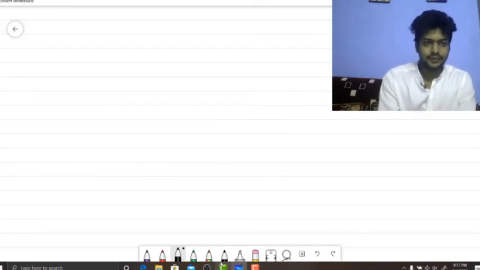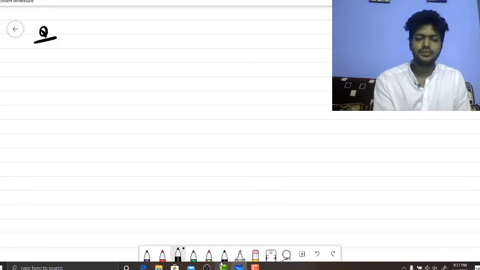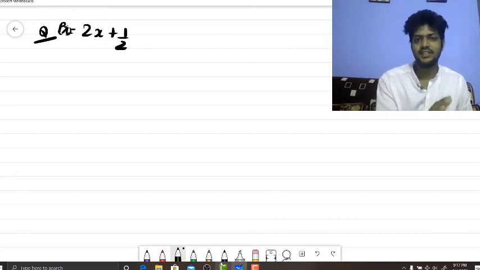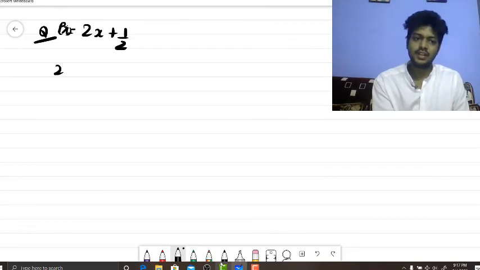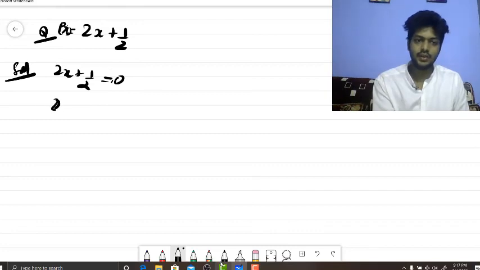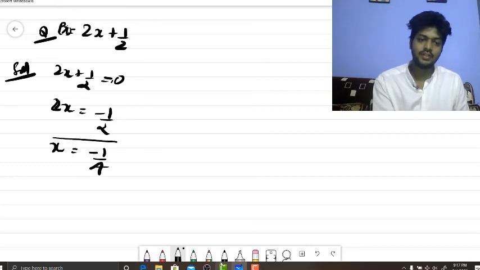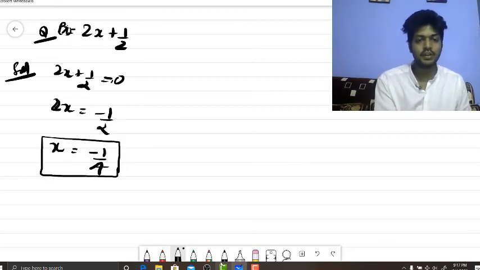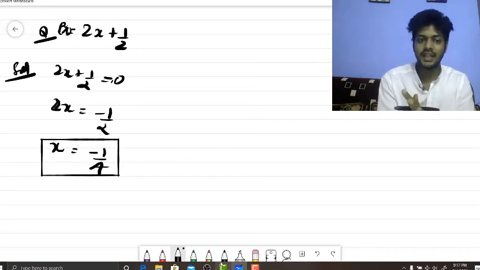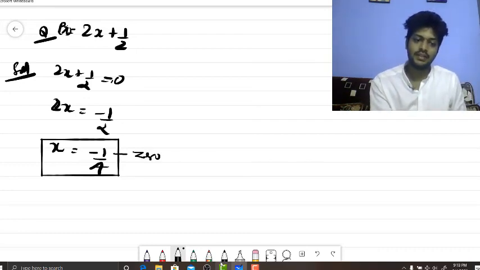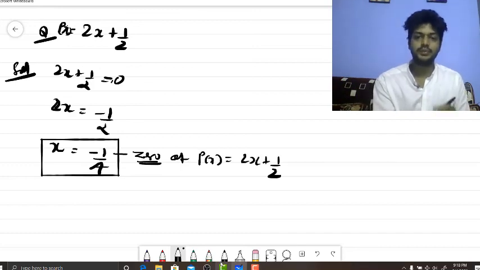So let's say I give you a question: find the zero of the polynomial expression 2x plus 1 by 2. What you can do is essentially equate this expression with 0. 2x plus 1 by 2 equals 0, and then you find the value. 2x equals minus 1 by 2 and x equals minus 1 by 4. So when we equate the value of the expression to 0, the value of the variable which we get is called the zero of a polynomial. This is the zero of p(x) equals 2x plus 1 by 2.